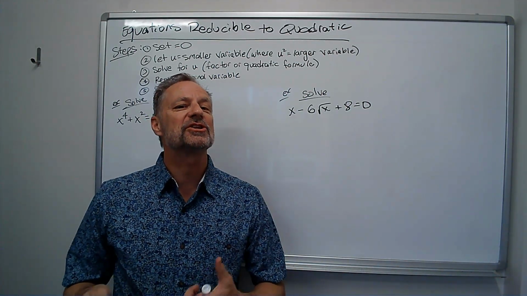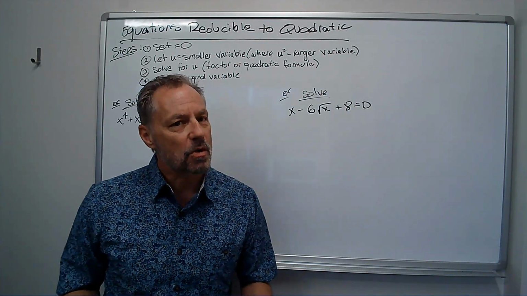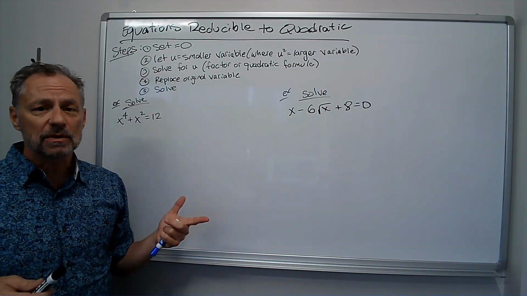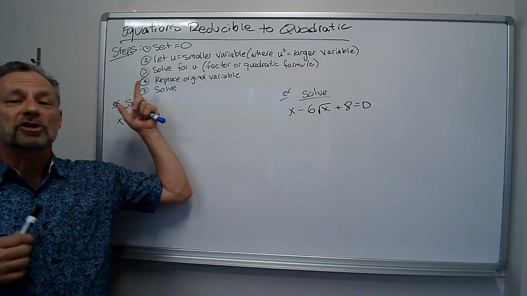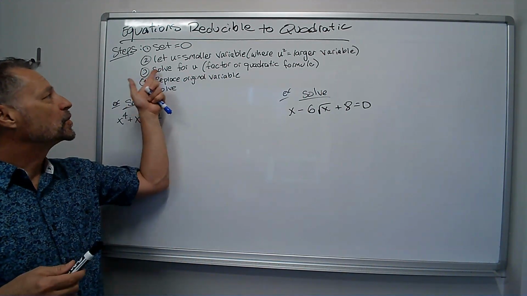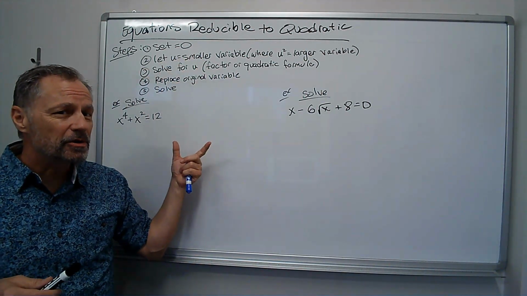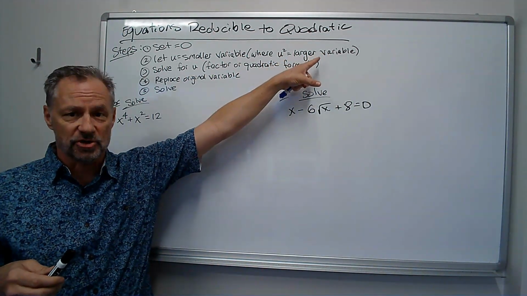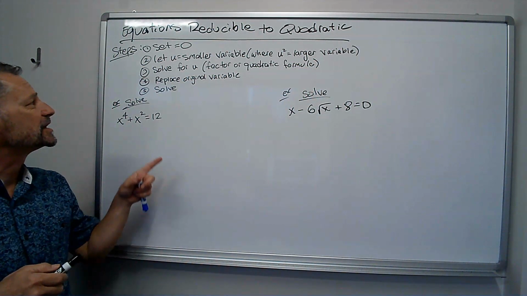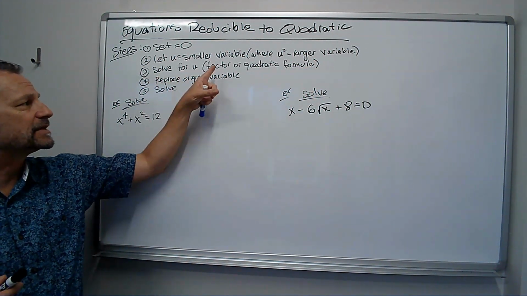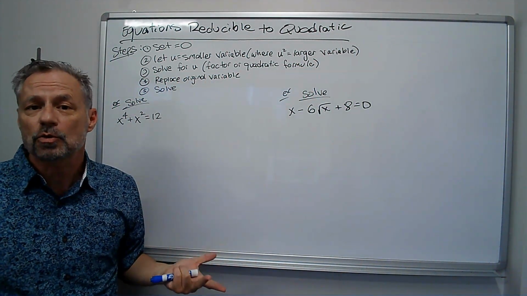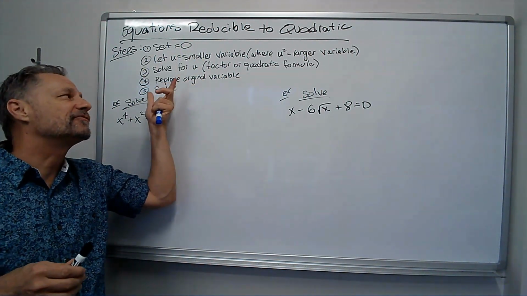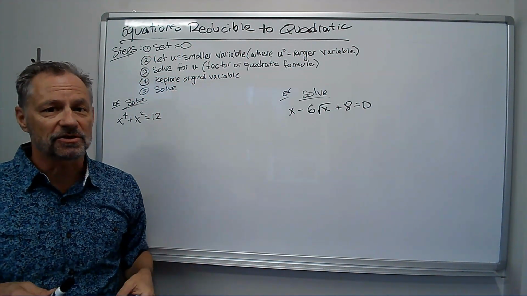Let's look at equations that are reducible to quadratics. Okay, so I've given you some steps right here. One, we want to set the equation equal to 0, and then we're going to do what they call u-substitution. We're going to let u equal the smaller variable, and it has to be such that when we square that, we get u squared as the larger variable. And I'll show you what I mean when we do some of these. And then we're going to solve for u. We're either going to factor or use the quadratic formula because these are quadratic equations. And then once we solve, we replace the original variable and then solve for whatever that original variable was.